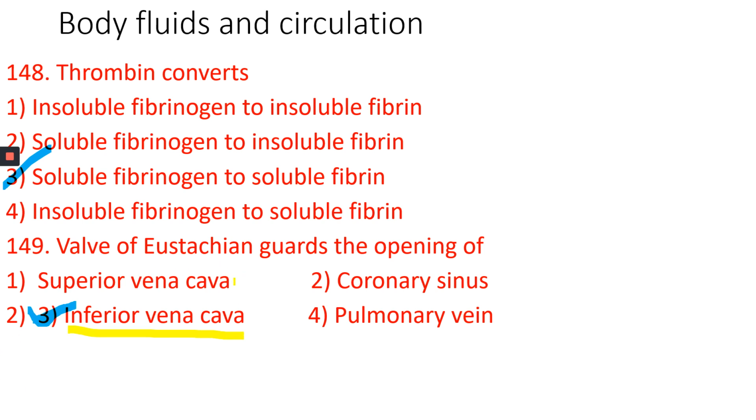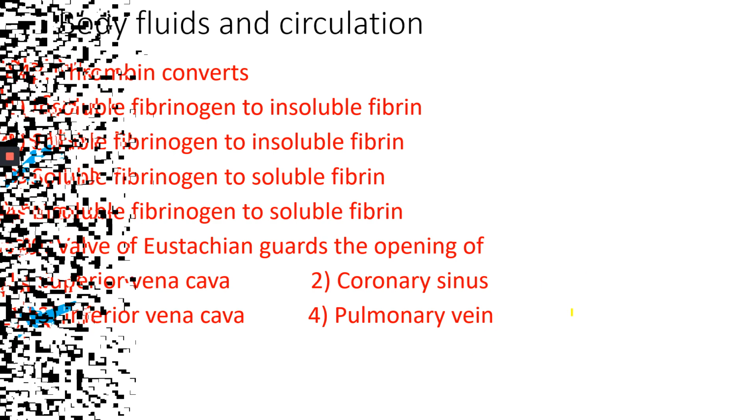The superior vena cava opening has no valve. The opening of the coronary sinus is guarded by the valve of Thebesius. The openings of the pulmonary veins have no valves.